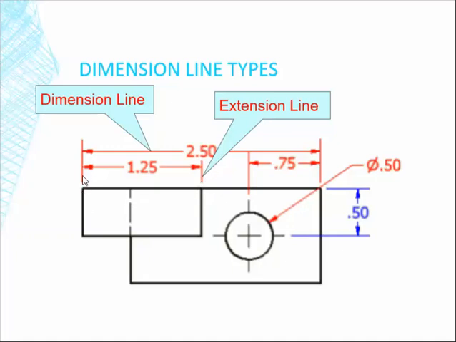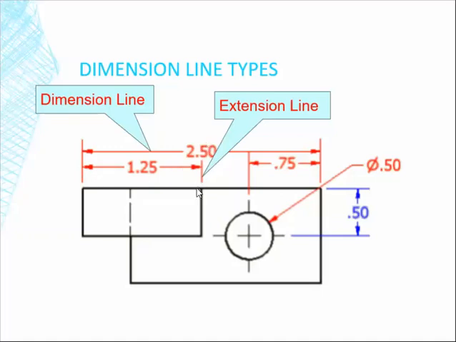So in this case, our dimension right here, the 1.25, the extension line for that is extended out from the left side edge, and it's also extended out from the right edge here. And then in the middle we have our dimension line. So the extension line extends from the object.